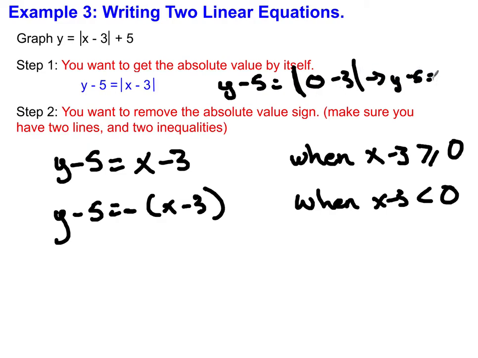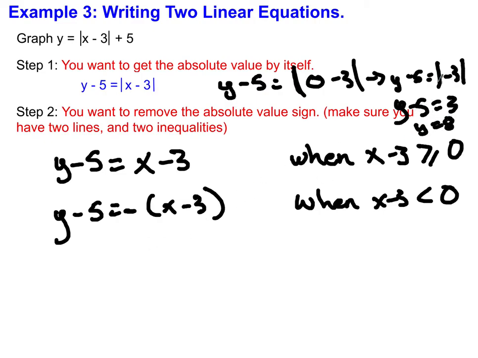Now we have y minus 5 is equal to the absolute value of negative 3. Now this absolute value does something. It does the same thing as if we were to multiply negative 3 by a negative 1. Y minus 5 is now equal to 3, so y equals 8.